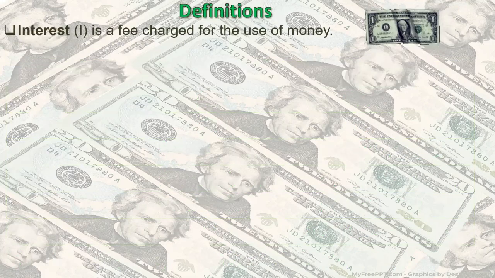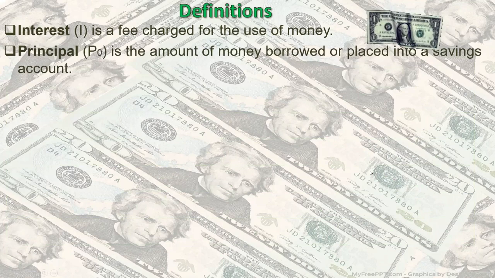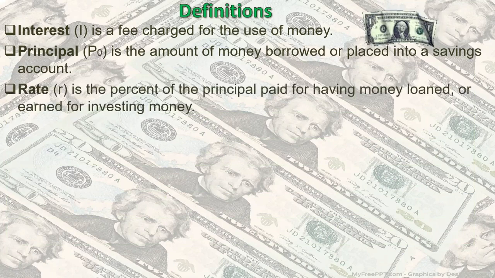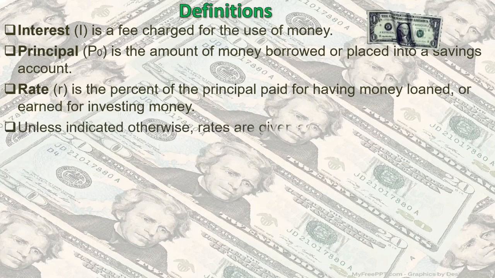More definitions. Interest, I, is the fee charged for the use of the money. Principal, P or P sub 0, is the amount of money borrowed or placed into a savings account. Rate, small r, is the percent of the principal paid for having money loaned or earned for investing the money.